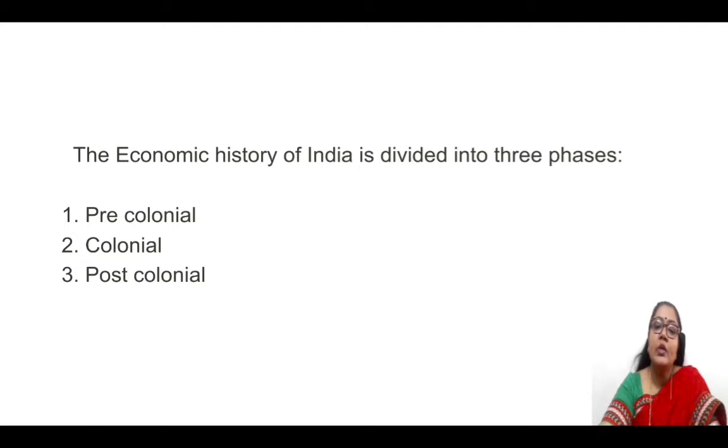So usually when we look into the history of economics, we find that there are three different phases of Indian economy. We divide them into three phases, namely first being the pre-colonial stage, second one being the colonial stage, and the third one being the post-colonial stage.